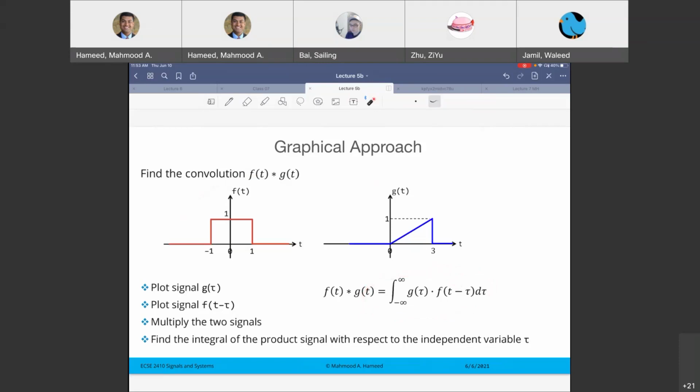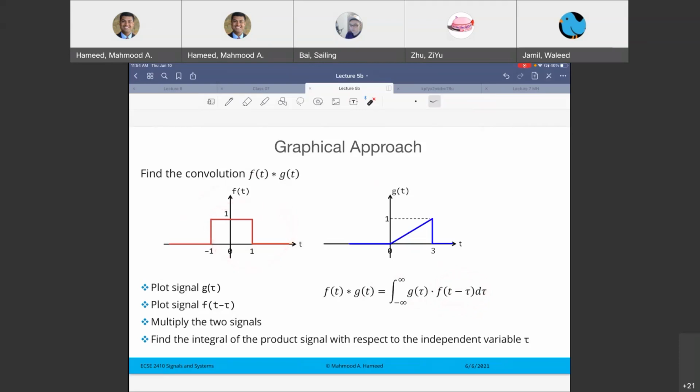Which signal are you going to choose to stay the same, and which one to flip and shift? Which signal are you going to choose to stay as is, and the one that moves? Go ahead. Nice. Why is that? It doesn't change, right?